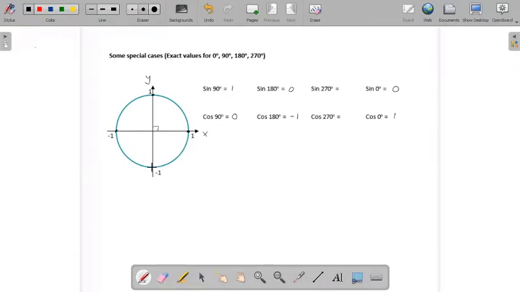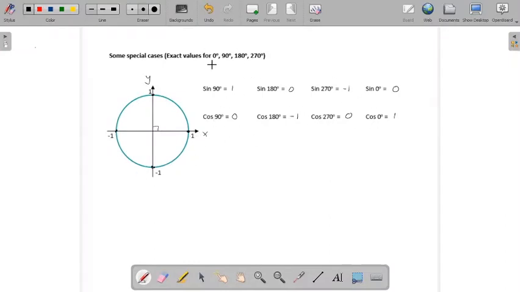270 degrees is here. So our y-coordinate now is -1, so sine of 270 is -1. Cos of 270 is 0. Just some really important points, and very important to remember in terms of these values.